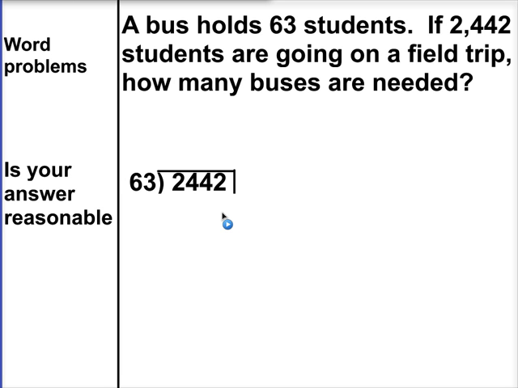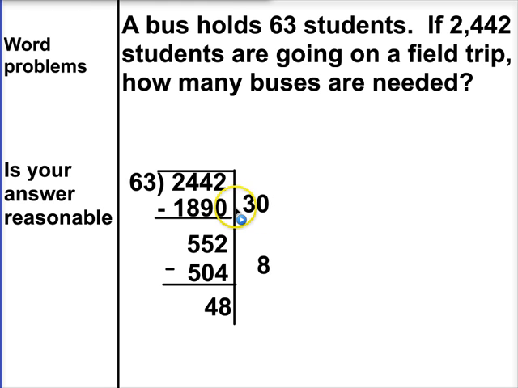I could do 63 times 10. That would give me 630. Could I get a little bit larger? How about 63 times 30? That would give you 1,890. Subtract 552, and then what would you use? 63 times 8 gives you 504. You've got a remainder of 48.